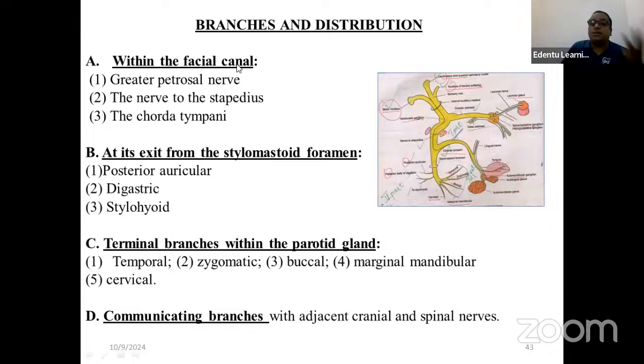Within the facial canal, 3 branches: greater petrosal, nerve to stapedius, chorda tympani. As it exits from the stylomastoid foramen, on this side you can see here in the diagram, posterior auricular, digastric and stylohyoid. Then the terminal branches, 2 zebras bought my car, that is the mnemonic, and the communicating branches between cranial and spinal nerves. This is a part of a main question, dear friends.